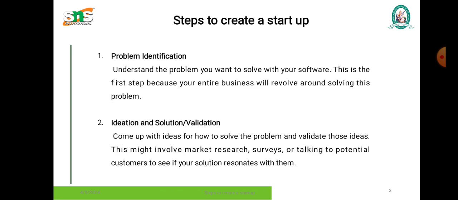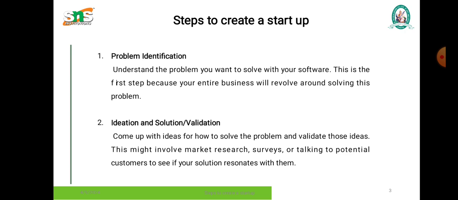So you all know a startup is nothing but giving new ideas and innovations for your business. Here you have to find out the problem which is the basic requirement of the customer. Whenever we are starting a startup, the main motive is to satisfy the customer needs and to solve the customer problems. Under problem identification, we have to understand the problem which we want to solve, and this is the first step because your entire business will revolve around solving this problem.